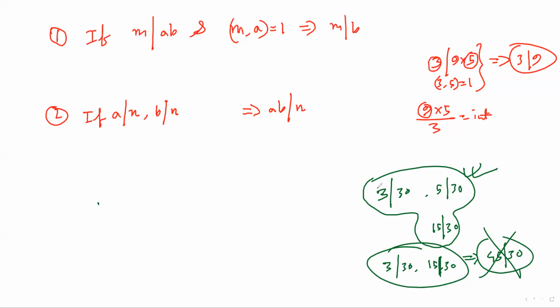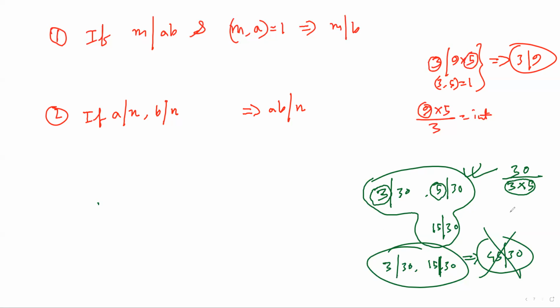It's because in the first case 3 and 5 are co-primes, so they did not have any mutual interaction while dividing 30. So put 30 in the numerator, put 3 here, 3 divides 30, put 5 here, 5 divides 30. Both of them individually divide 30 and they do not share any common factor, so they should also divide 30 together because they are canceling different factors of 30.